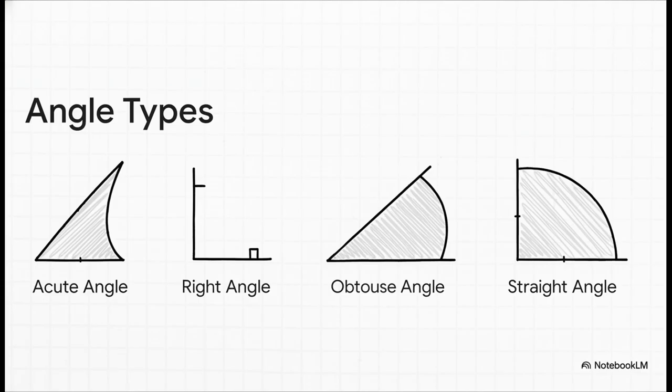Okay, this is our core vocab. You've got to know this stuff. An acute angle, that's the small, sharp one less than 90 degrees. A right angle is that perfect corner, exactly 90. Obtuse angles are bigger, between 90 and 180. A straight angle is, well, it's a straight line, 180 degrees. And then you've got the big one, the reflex angle, which is more than 180. Getting these down is totally non-negotiable.